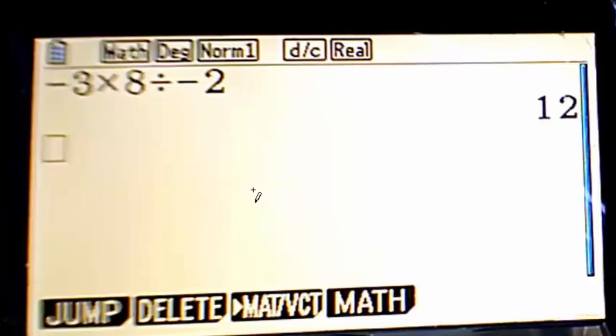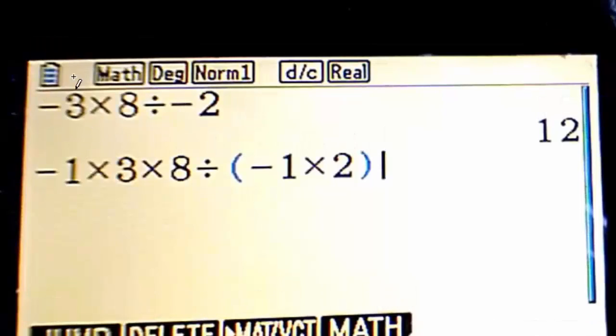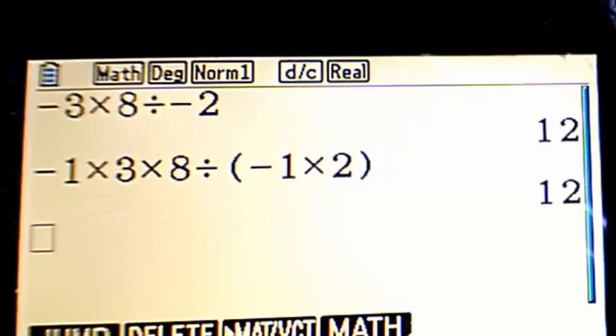Now let's really understand what's going on here. So I got -3, -1 times 3 times 8 divided by brackets -1 times 2 close brackets. So I got a -1 in front of the +3 because a -1 times 3 gives me a -3. I've got a -1 in front of the 2 because a -1 times 2 gives me -2, and I should get the same answer 12. Yes, I get the same answer 12. So that's really what's going on.